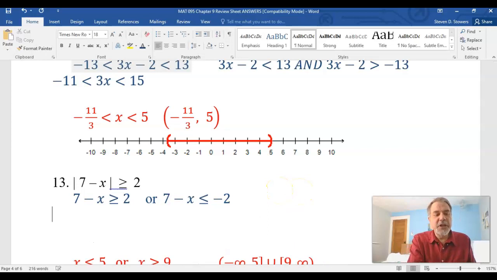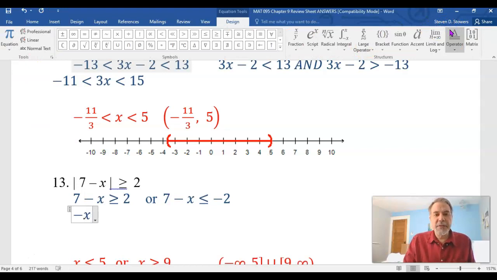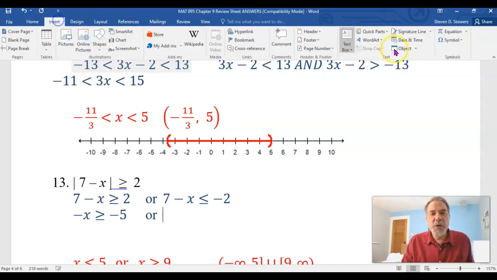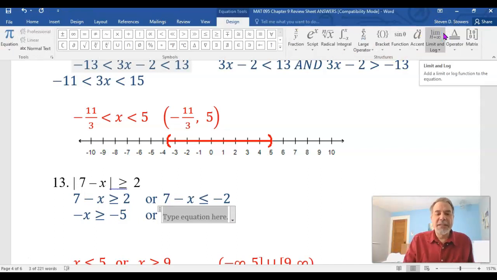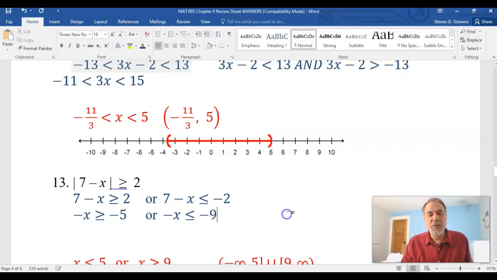Now we got to finish solving each piece. I want to end up with x by itself on one side, so first I will subtract 7 on both sides. That gives me -x is greater than or equal to, let's see, 2 minus 7 would be -5. Or in the other inequality, subtract 7 on both sides, we get -x is less than or equal to -9, because -2 minus 7 would be -9.